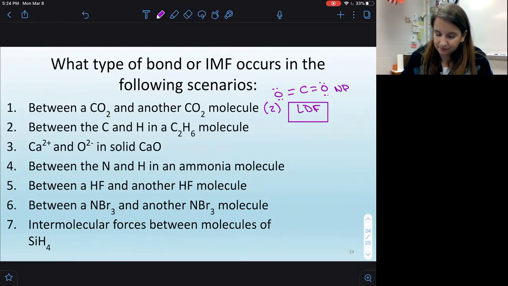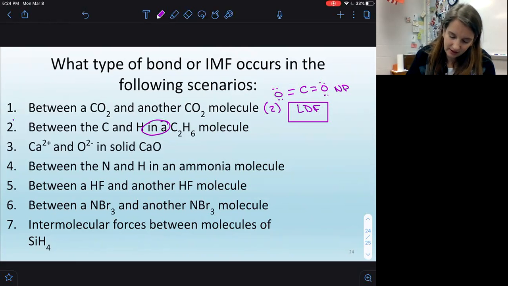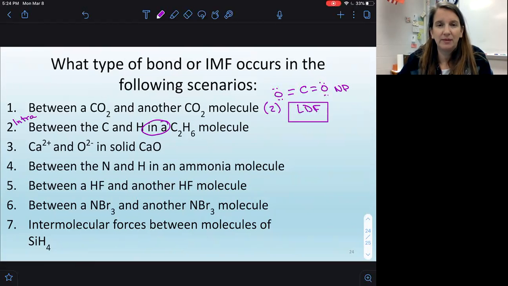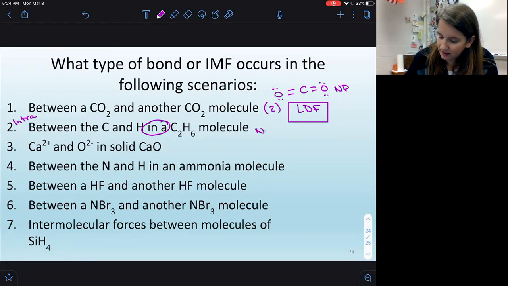Number two, between the C and the H in a C2H6 molecule. So this is in a molecule. This is talking about an intramolecular force. It's talking about a bond because it's talking about something in the molecule. Well, if it's C and H, remember that's one of the two nonpolar covalent bonds. The other one is if it's bonded to itself. So this is a nonpolar covalent bond.